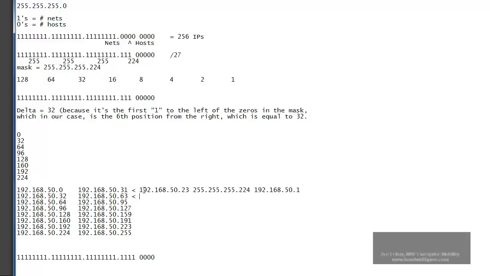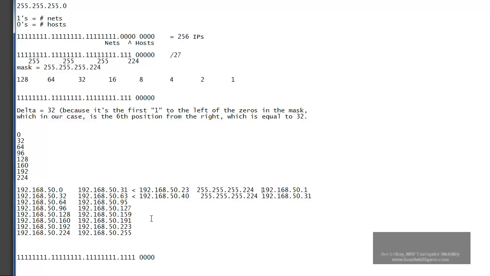If I have a machine here, 192.168.50.40, 255.255.255.224, its router would probably more than likely be .31. I mean, you can make it anything you want. It's up to you. It doesn't matter.